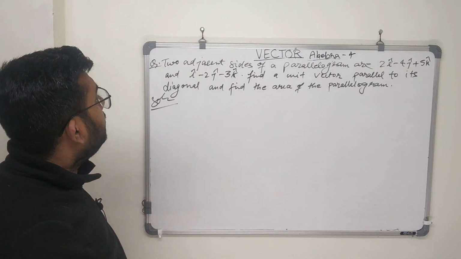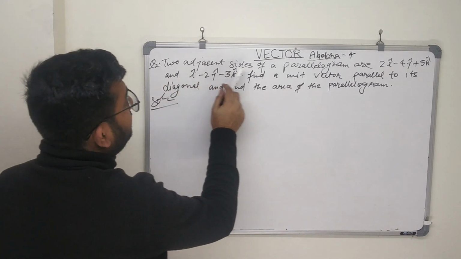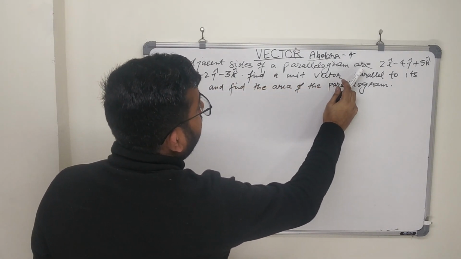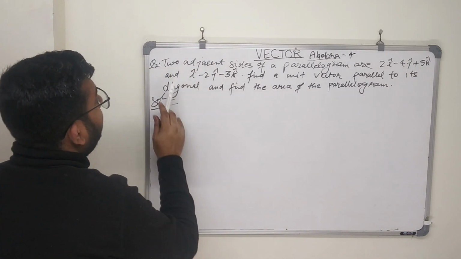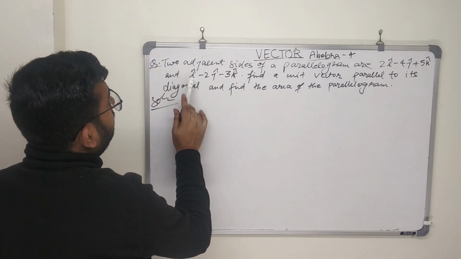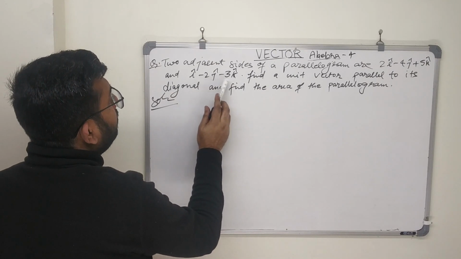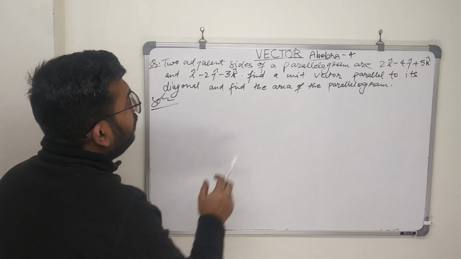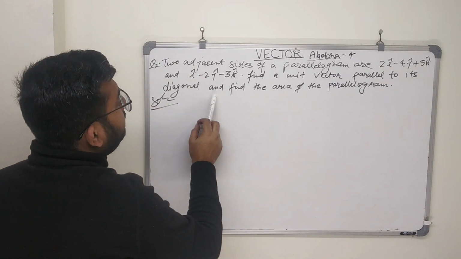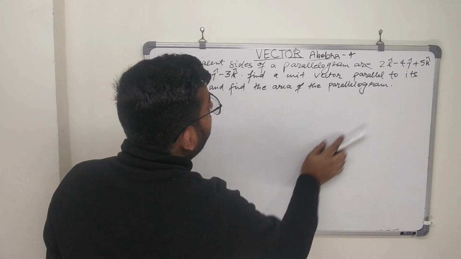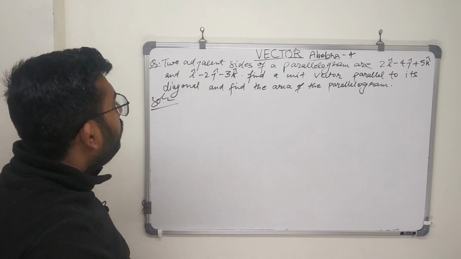Now the next question is, two adjacent sides of a parallelogram are given, that is 2 i cap minus 4 j cap plus 5 k cap, and the second side is i cap minus 2 j cap minus 3 k cap. Find a unit vector parallel to its diagonal and then find the area of the parallelogram. So this is again a very good question.